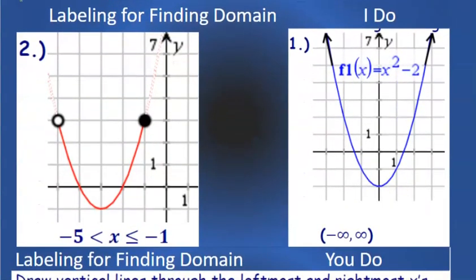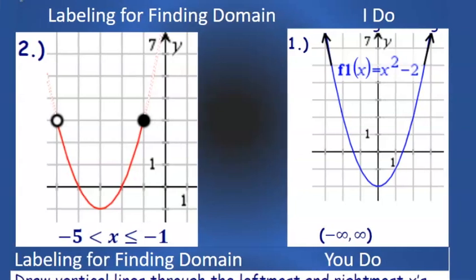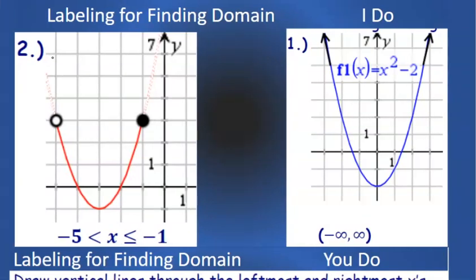Labeling for finding domain. So remember, domain is left, right, x. On the graph, we're going to draw two vertical lines. One on the left side of the picture graphed, and one on the rightmost side of the picture graphed. The left side, we have 1, 2, 3, 4, 5. This is negative 5, so this one is negative 5, comma, something, which we don't care what that y value is because we're only finding domain. And then this point right here is going to be negative 1, comma, some y value. The y value is 3, but again, the 3 is not important here because that's for the range.